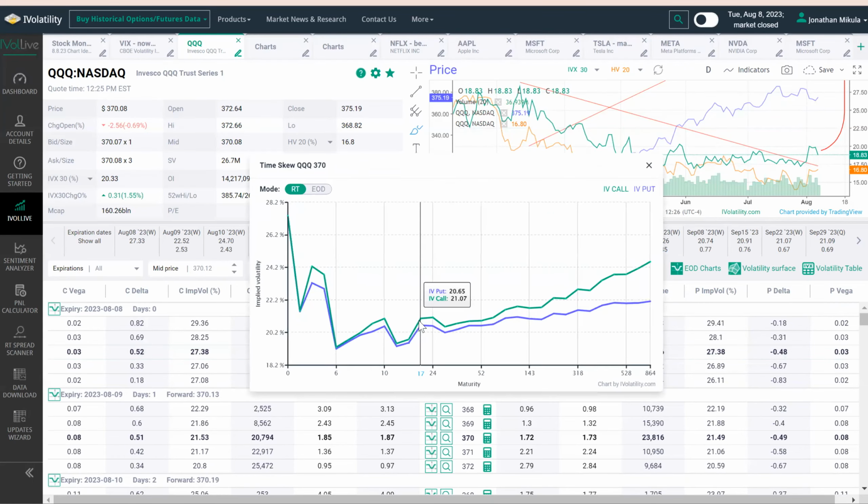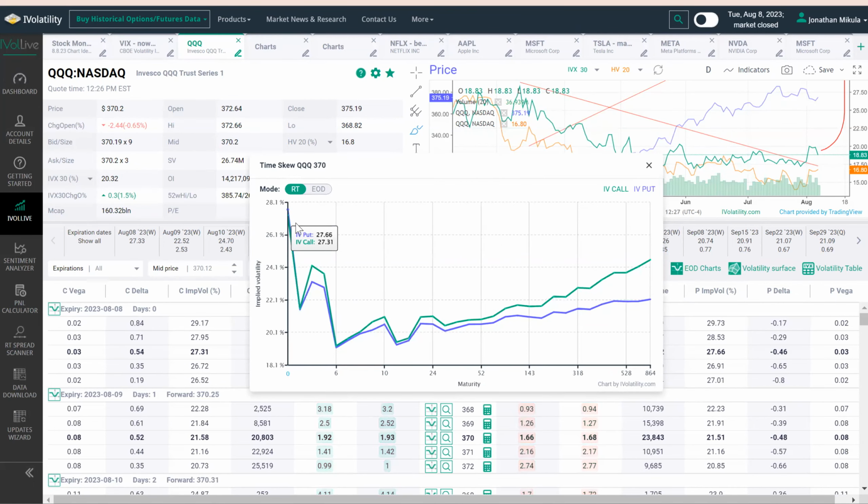And then we have our time skew. So this is also available here within the charts tab. But just real quick, what this basically shows you is when you look out 0 days to maturity, right? So day of, 6 days, 10 days, 24, all the way out here. It shows you what implied volatility looks like for both puts and calls. Calls are in green, puts are in blue. You could see shorter term, we have a higher implied volatility, then it kind of crashes and then heads higher.